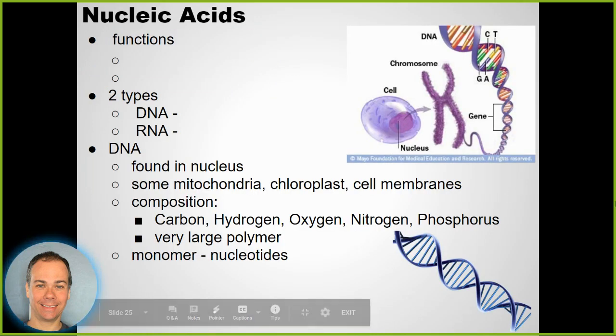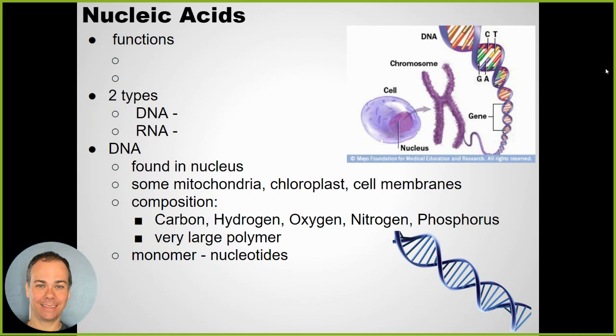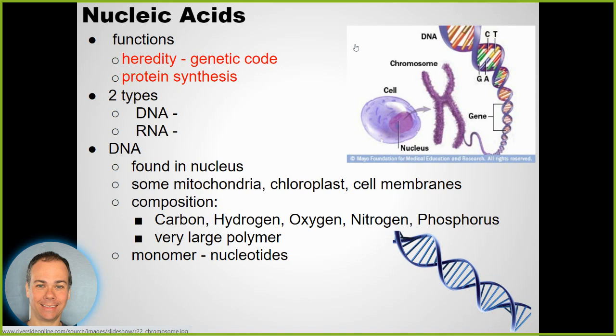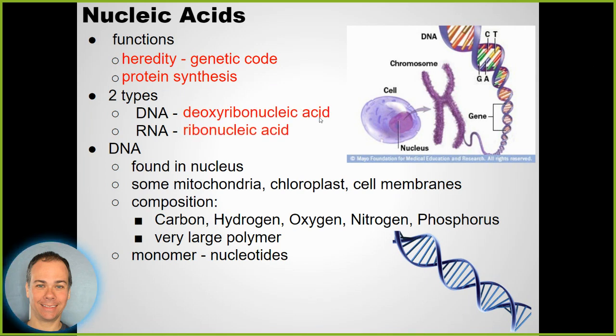Then our final type of large organic molecule, nucleic acids. This is our genetic code, DNA, deoxyribonucleic acid. These nucleic acids give us our genes. There's two types, DNA and RNA in our body. Deoxyribonucleic acid is DNA, ribonucleic acid is RNA.